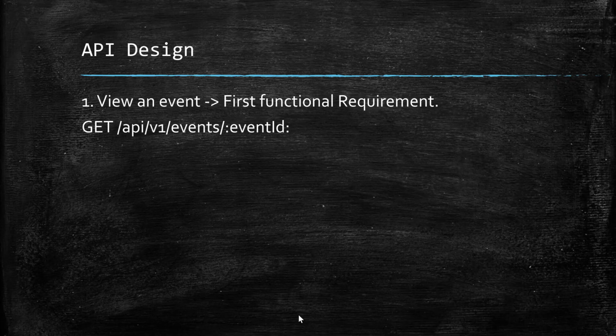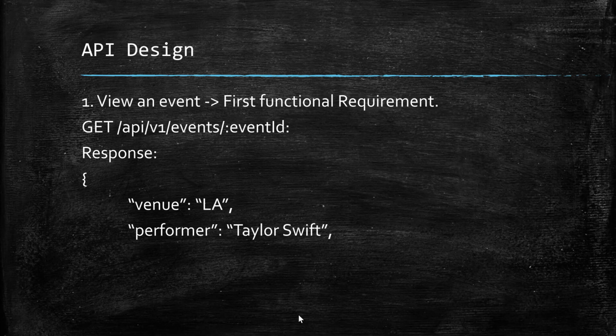So you see we have versioning here, v1, and we have the event ID as the path parameter that we have specified inside the colons. So our API endpoint is a GET type /api/v1/events/:eventId. The response will be as follows. So we will give the venue, LA, for example, I have taken here. Who's the performer? Like Taylor Swift is the performer here.